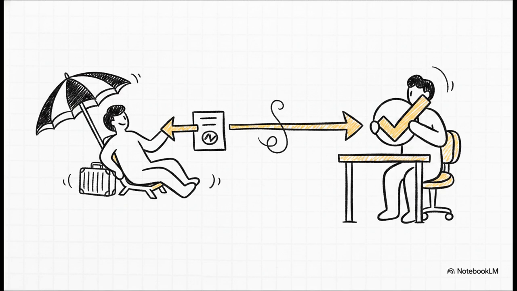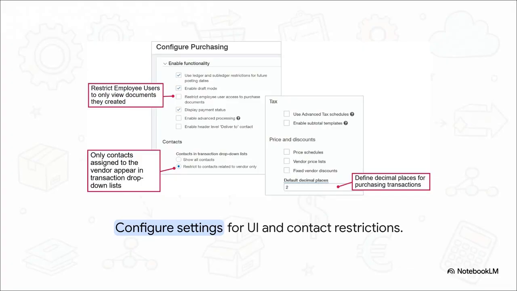It keeps your whole business moving without missing a single beat. And you can enforce these controls right at the user interface level, which is super handy. Right in the purchasing configuration settings, there are specific checkboxes you can use to actively restrict your employee users so they can only view the purchasing documents that they personally created. And right below that, you can actually restrict the contacts in the transaction drop-down lists. So users will only see contacts that are directly related to the specific vendor they just chose. It's a really simple way to keep your data remarkably clean and secure.